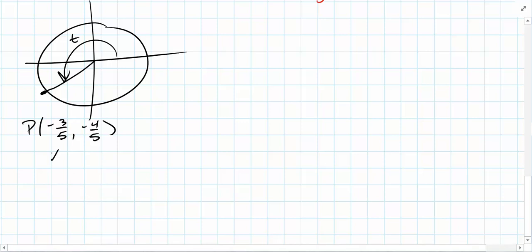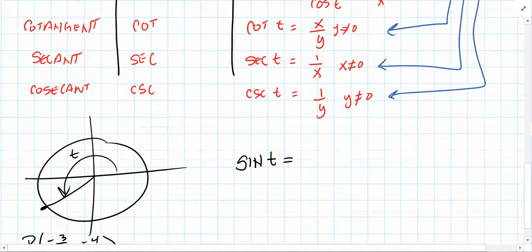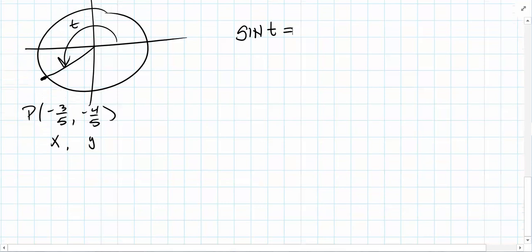So this is an x value, and this is a y value, right? T is our angle. Our point is right here, negative 3/5, comma, negative 4/5. That's our point. Okay. Now we can begin to describe these values in terms of our trig functions. I can say that the sine of my angle t is a defined value, and that's going to be the x value or the y value? Well, the sine of t is defined to deal with y values. So the sine of t has to be negative 4/5. What does the cosine of t have to be? Negative 3/5.